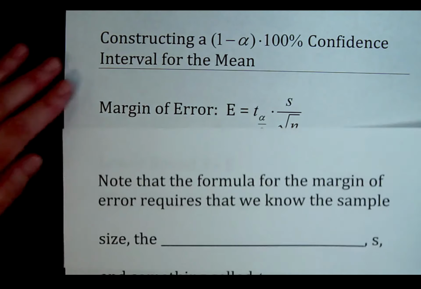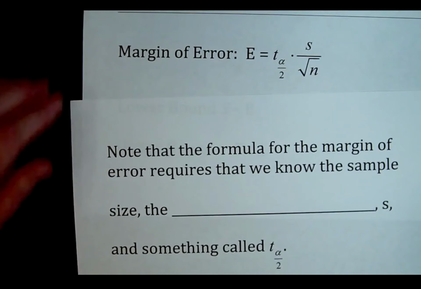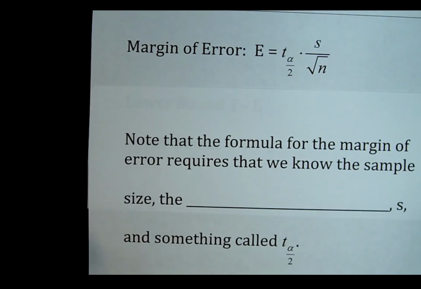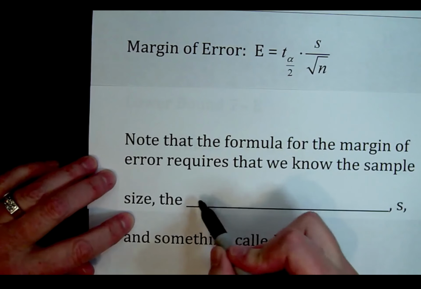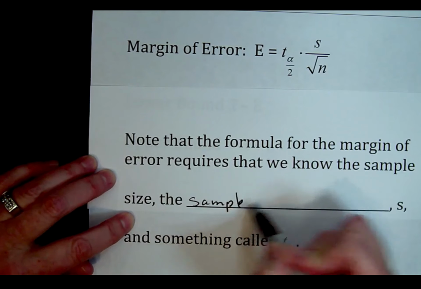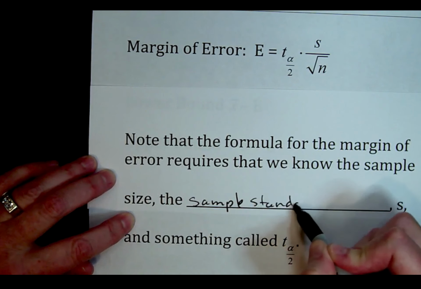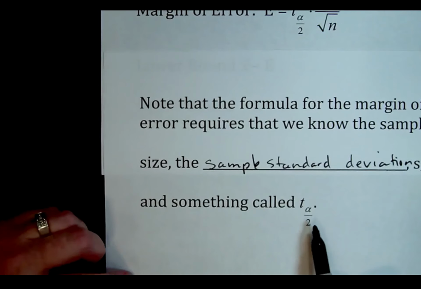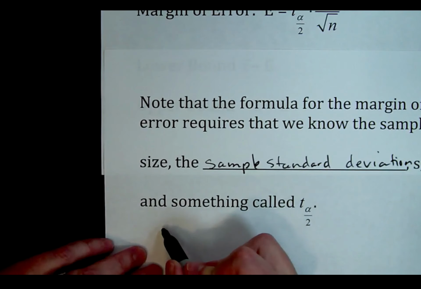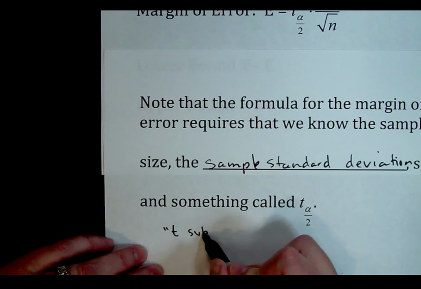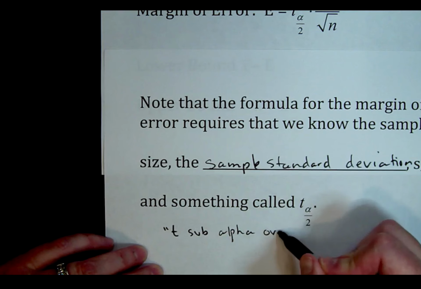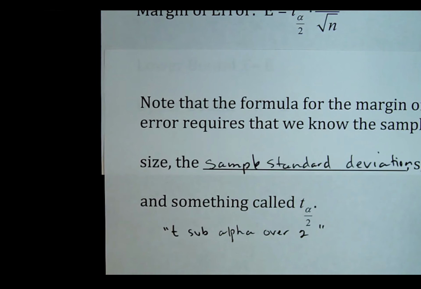So this margin of error formula requires that we know the sample size, that's n. The s is in there, that's the sample standard deviation. And something called t sub alpha over 2. So that's read t sub alpha over 2. That's how you read that.